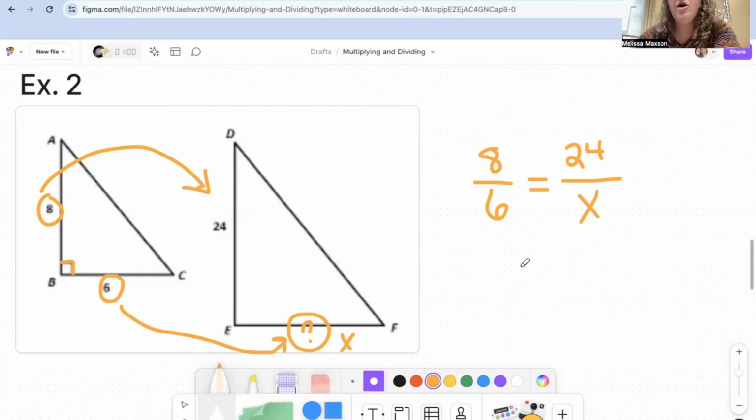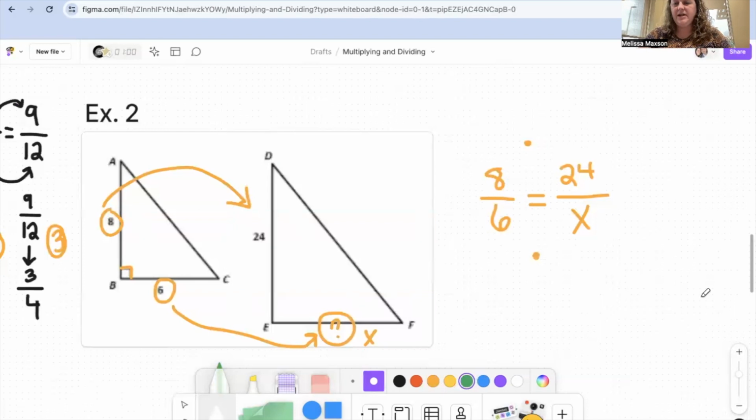Okay. All right. So when we're scaling, did we scale up? Did our shape get bigger, or did we scale down? Did it get smaller? Okay, so from 8 to 24, looks like we're going up. So it looks like we are going to be multiplying by some number because we are scaling up. Remember, scaling up, we have to remember that we're doing multiplication. Okay, so 8 times what is 24?